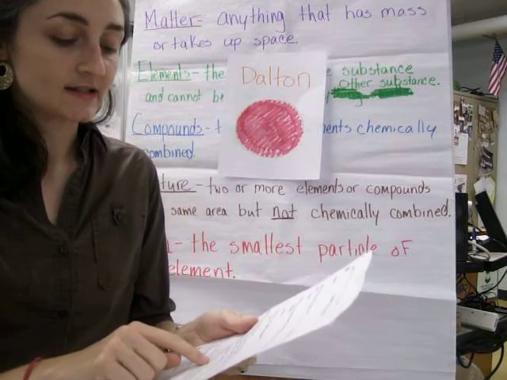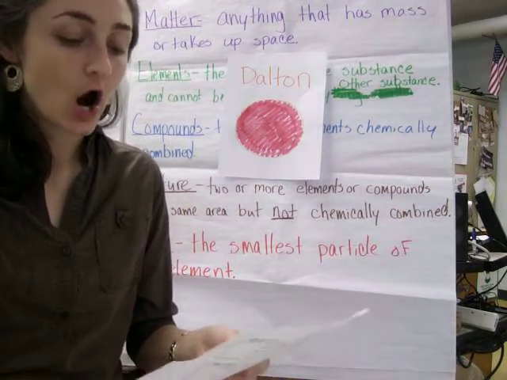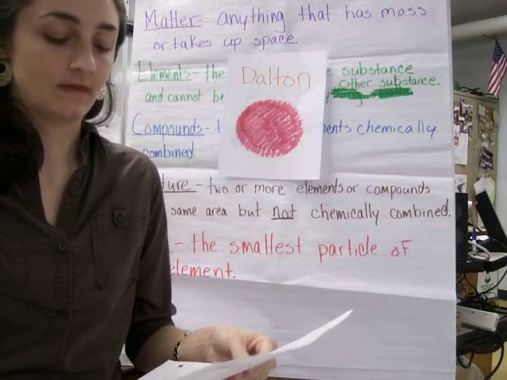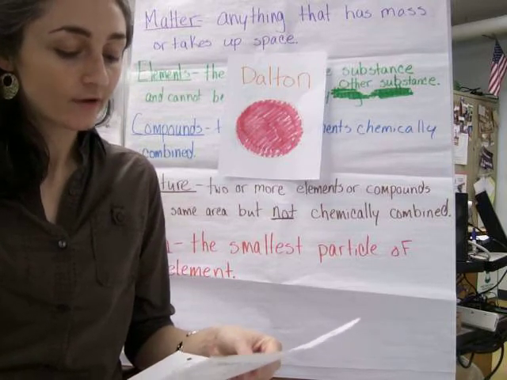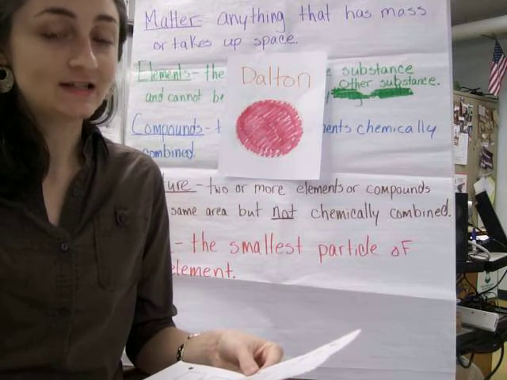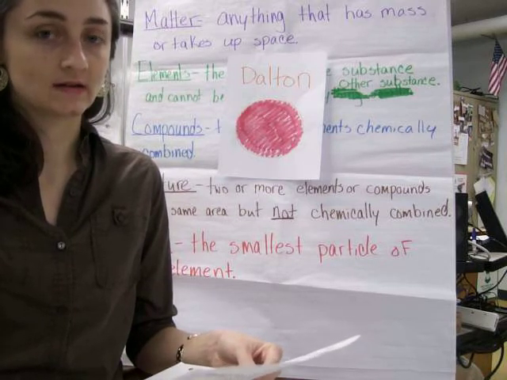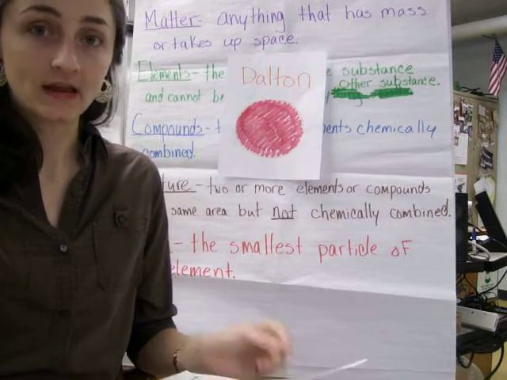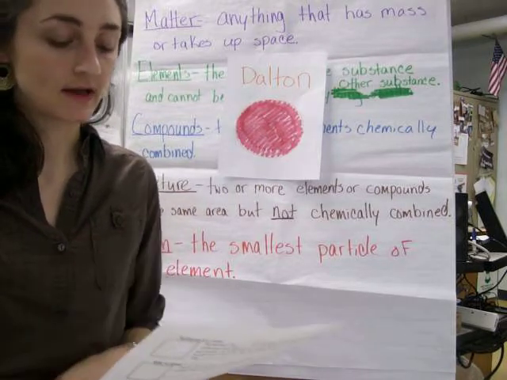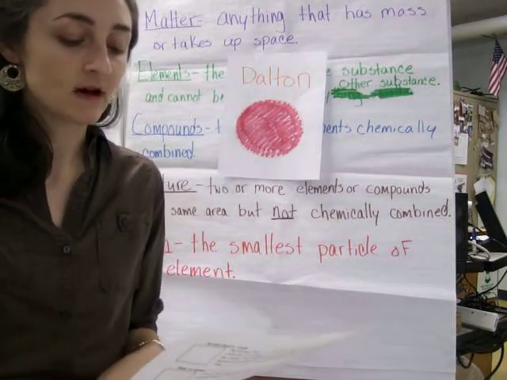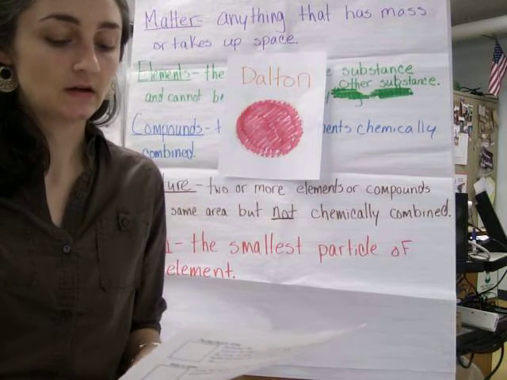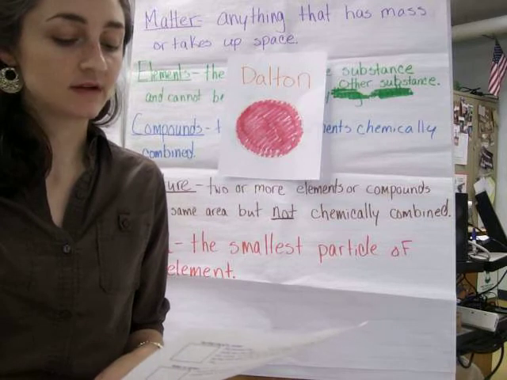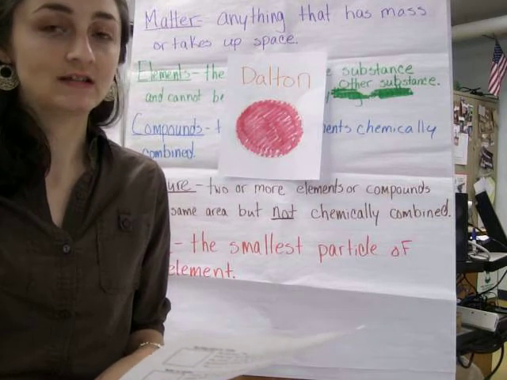Atoms of the same element are identical and have the same mass. Atoms of different elements have a different mass. So you have two words to fill in there. I'm going to repeat that statement, so make sure you get the blanks here. Atoms of the same element are identical and have the same mass. Atoms of different elements have a different mass.